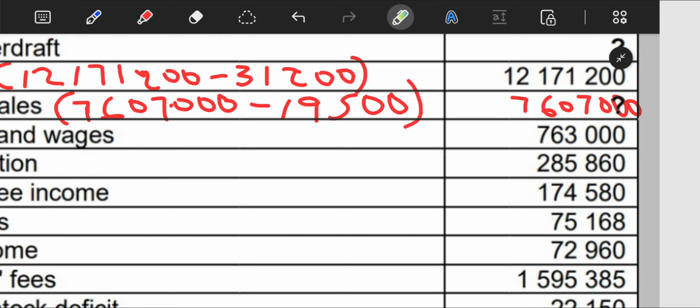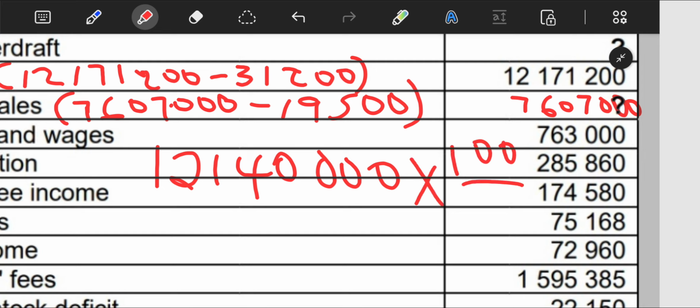Or if you don't want to do it this long way, on your cost of sales, you're just going to say, okay, now I have my new sales from this calculation. You just take that amount. What is your new sales now? 12,171,200 minus 31,200. Your new sales now is, let me just write it here, 12,140,000. So if this is your new sales now, you can simply multiply this by 100 over 160. And you're going to get the same amount that you get when you do this.